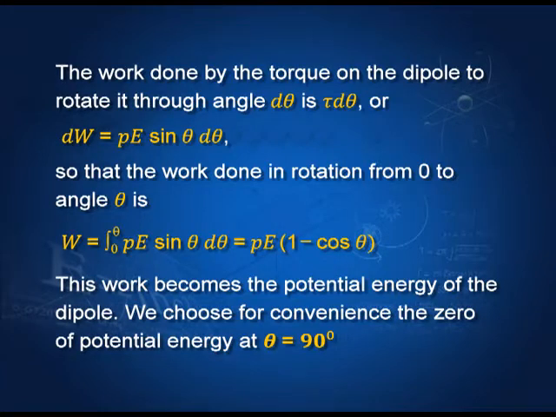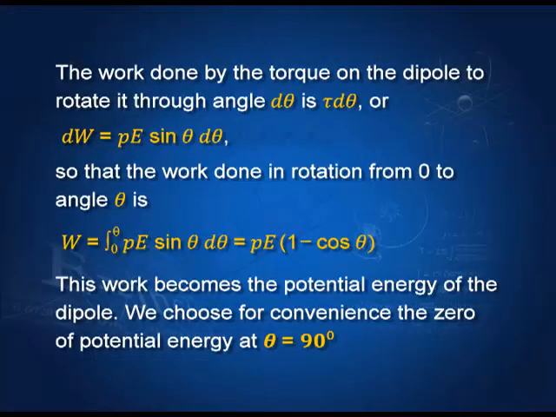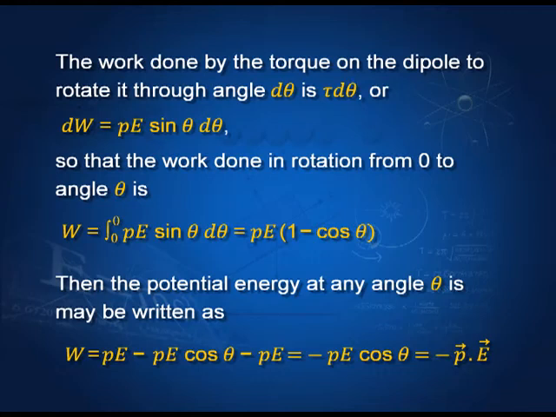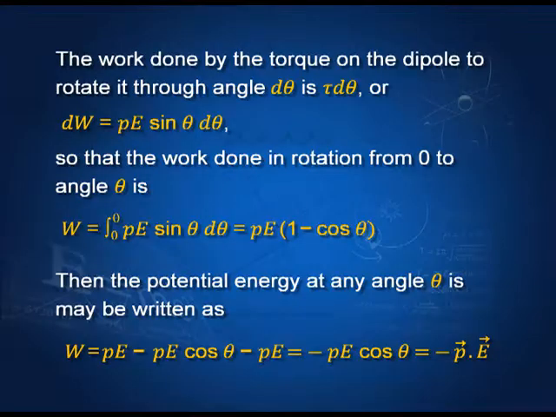This work becomes the potential energy of the dipole, and you remember that we can fix the 0 of the potential. So, for convenience we fix the 0 of potential energy at theta equal to 90 degrees. When theta is 90 degrees, this vanishes. So, the potential energy at an angle theta may be written as PE minus PE cos theta minus PE. So, it is minus PE cos theta, which is minus P dot E. That is the potential energy of the dipole when it is displaced through an angle theta from the original position.